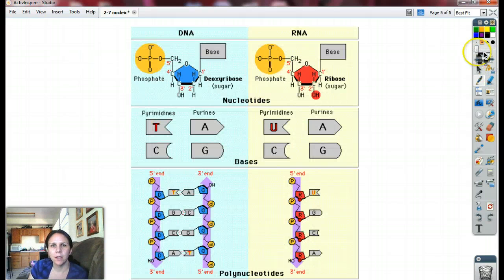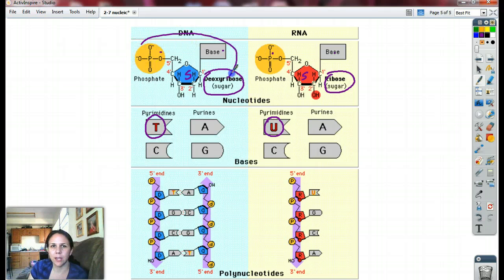Okay. Here's just an example showing you the difference between DNA and RNA. So they're all pretty much the same. They still have a sugar. The only difference is that DNA sugar is deoxyribose and RNA sugar is ribose. They both have bases, but whereas DNA has the base T, which is thymine, the RNA has the base U, which is uracil. But other than that, all the rest are the same. So the bases are slightly different. They both have the same phosphate group.